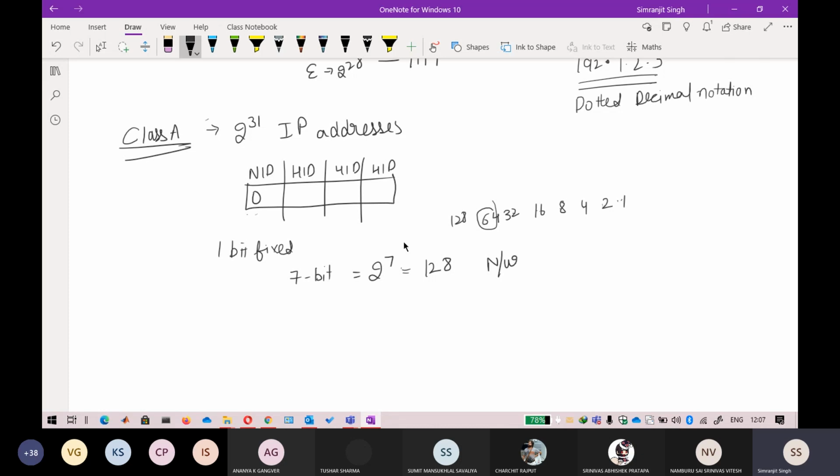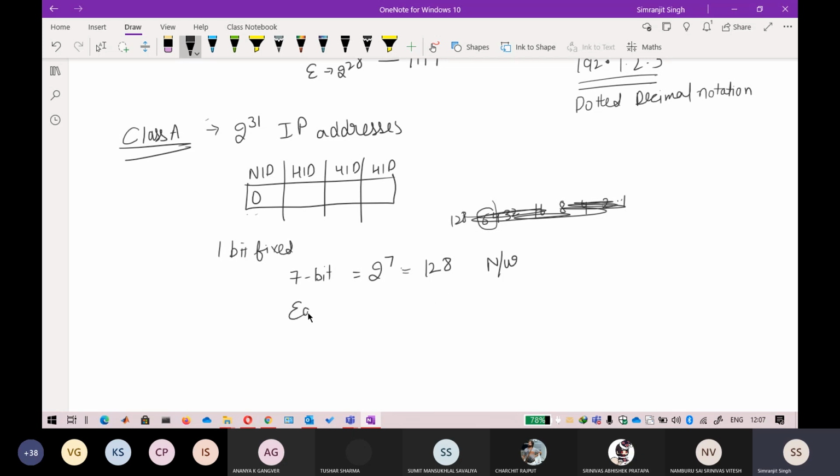4, 5, 6, 7, 8. Okay, 2 raised to power 7 is 128 networks. So I'm confusing this with a different thing. Okay, 2 to the 4 to the 8 to the 16 to the 32 to the 64 to the... yeah. So it will be 128 networks.